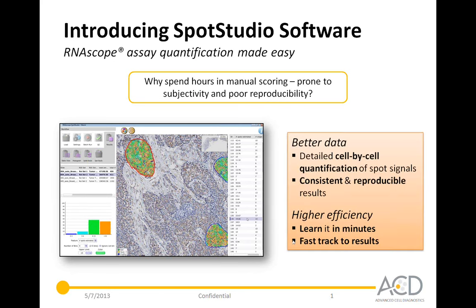And the high-level benefits are really better data and higher efficiency. By better data, we mean detailed cell-by-cell quantification of the spot signals. So really not going from, let's say, a very rough result of manual assessment to a cell-by-cell quantification, identify the individual cells, and then inside these cells the number of spots. And the result is more consistent and more reproducible than a manual assessment.